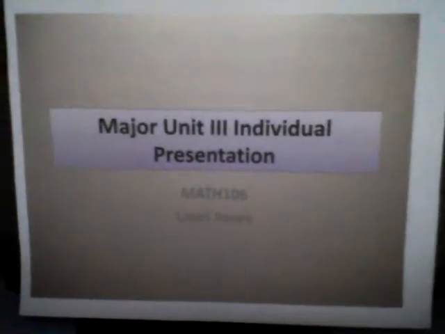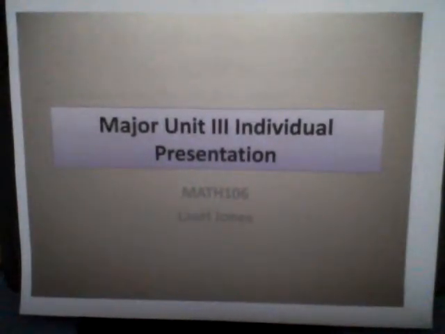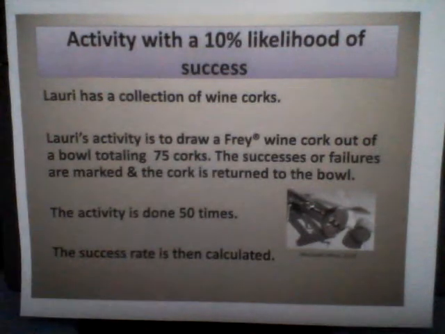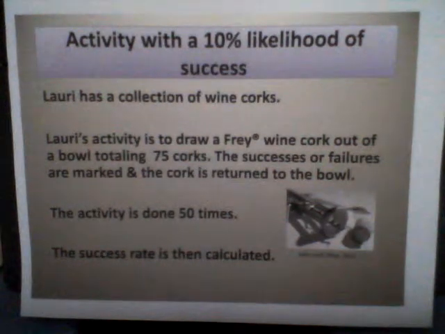Going to the first page, here we go. So my activity I chose with a 10% likelihood of success, and that was my cork collection, choosing the Frey wine cork out of a bowl totaling 75 corks. The successes or failures were marked, and the cork was returned to the bowl because I didn't have that many corks.